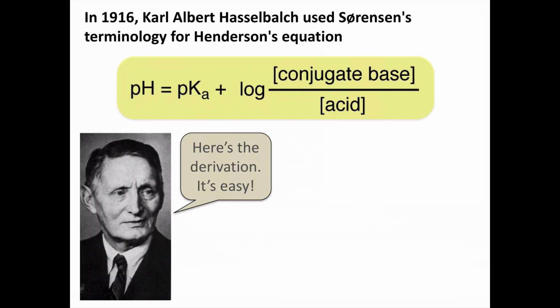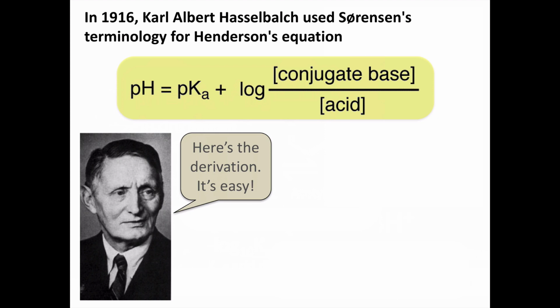Just a few years later, Karl Hasselbalch, another Danish scientist, applied Sørensen's terminology to Henderson's equation to derive the Henderson-Hasselbalch equation. This is fairly straightforward math as long as you understand logarithms, but I think being able to derive the Henderson-Hasselbalch equation from the definition of Ka helps to solidify the relevant concepts in your brain and means that your calculations about weak acids and bases are more likely to be done correctly. If you can't recreate this derivation, you're probably going to have trouble with this topic.